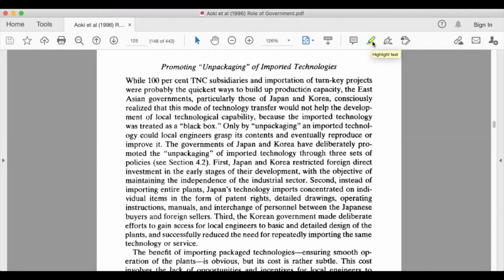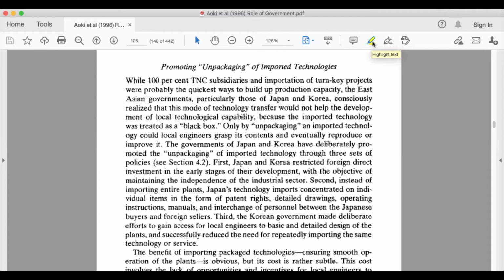The governments of Japan and Korea have deliberately promoted the unpackaging of imported technology through three sets of policies. First, Japan and Korea restricted foreign direct investment in the early stages of their development with the objective of maintaining the independence of the industrial sector.